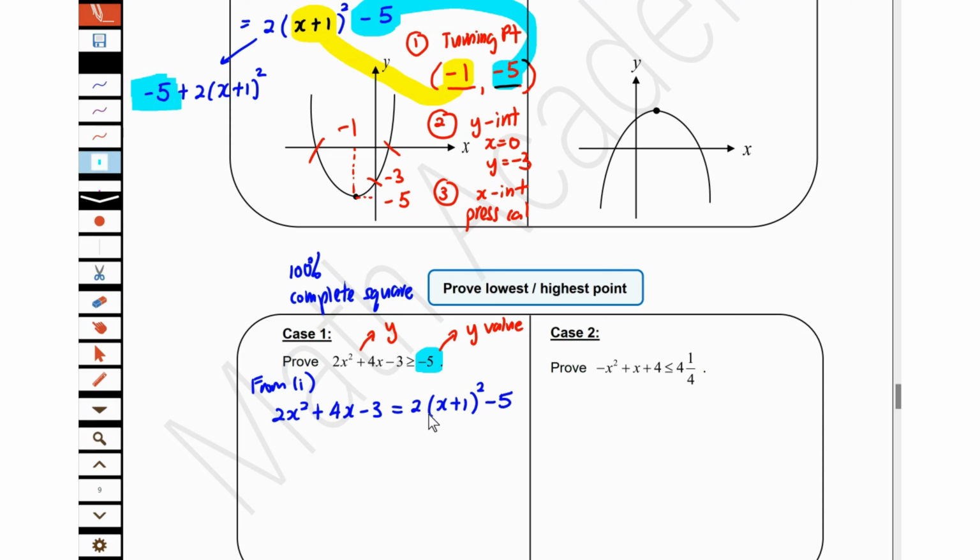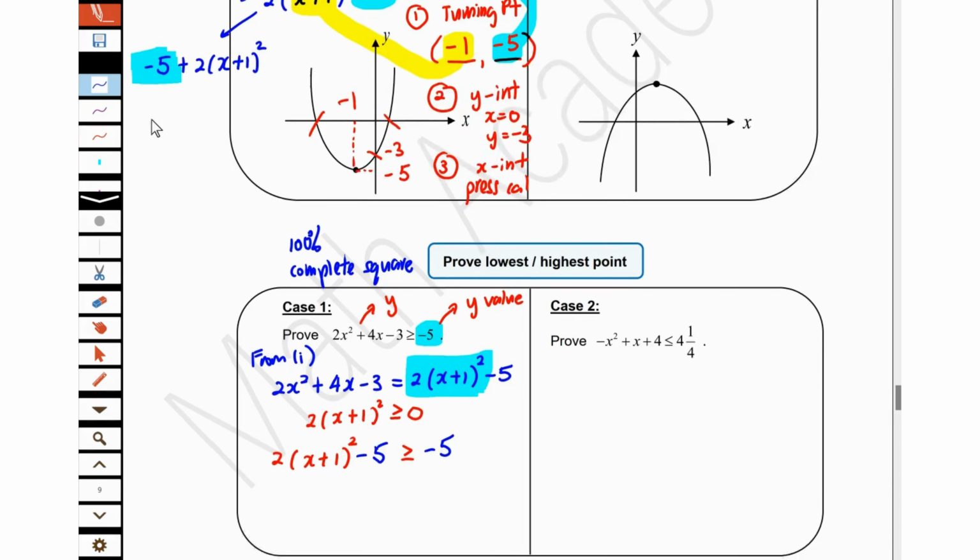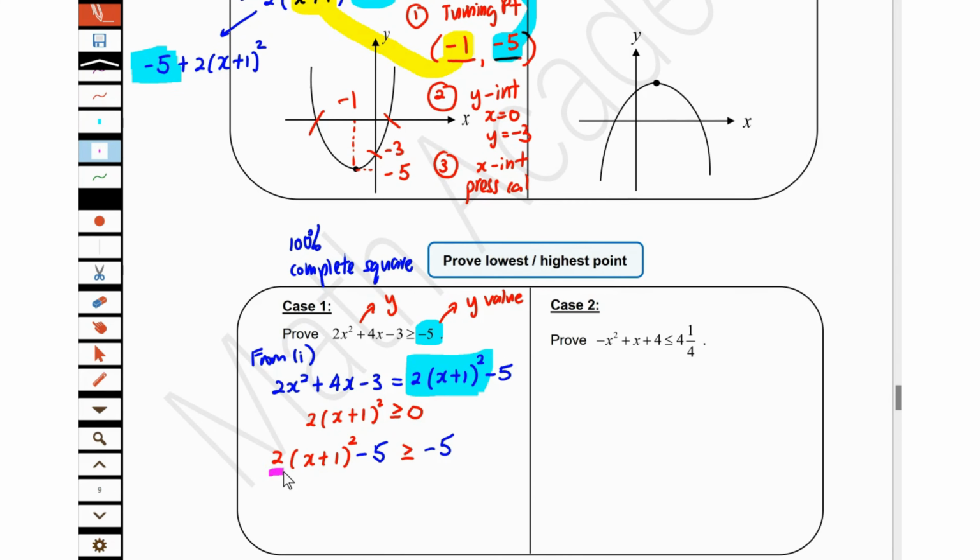Now, we need to know the properties of a perfect square. Let's be reminded that a perfect square is always more than or equal to 0. If I were to add minus 5 on both sides of this inequality, you realize that my expression is the same as the expression in front. One more time, write down the properties of a perfect square.